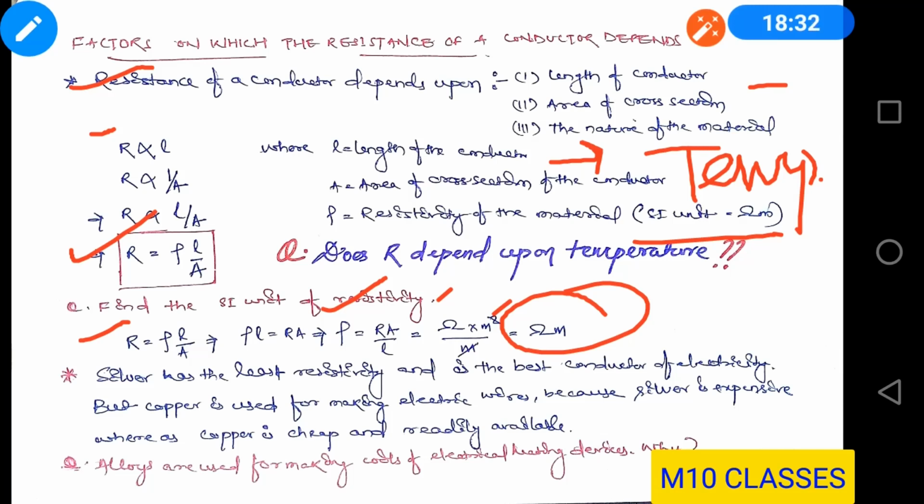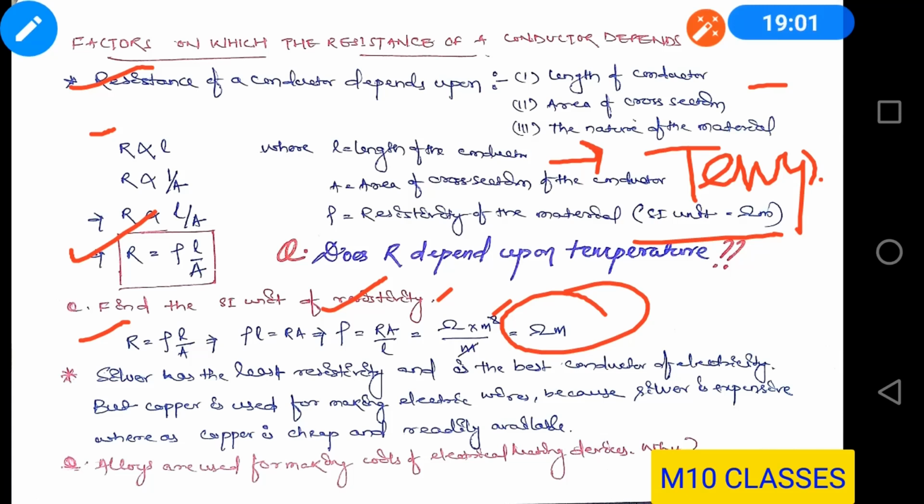Now where is the silver used? The students, you'll read, either you might have read it or you'll read it in the chapter sources of energy, that in solar panels silver is used as interconnects to join the solar cells. It is because silver is the best conductor of electricity, and that is why it is used as the interconnect in the solar cells.